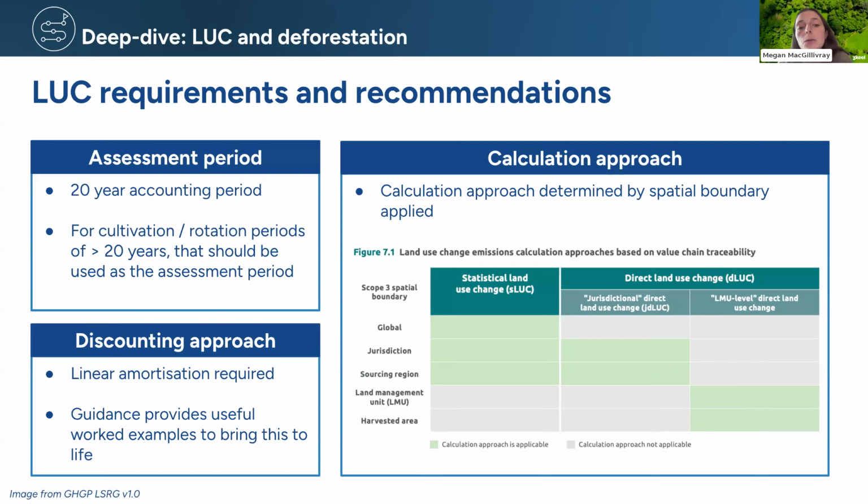And then the final thing to call out here is the calculation approach. So there are various ways of calculating land use change emissions depending on the information you have about the land. And that ranges from statistical to direct land use change calculations. And the methodology used also depends on the spatial boundary applied, as you can see in the table.